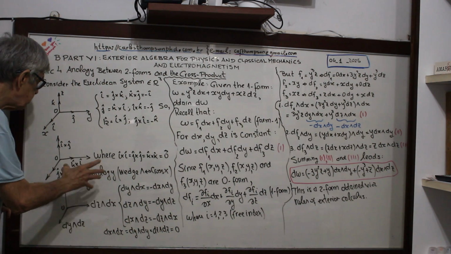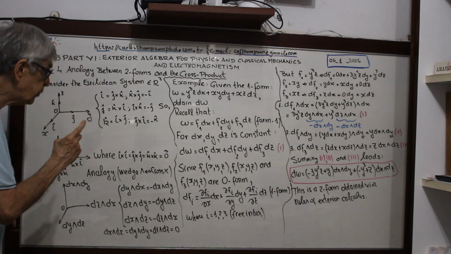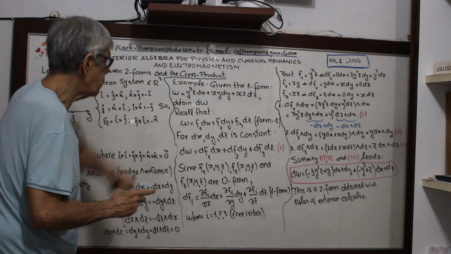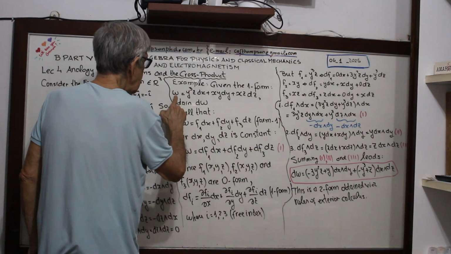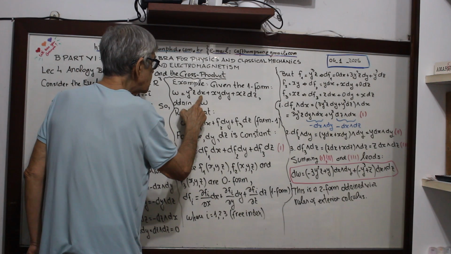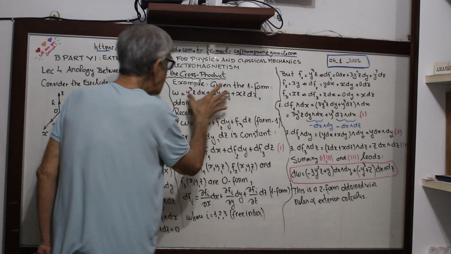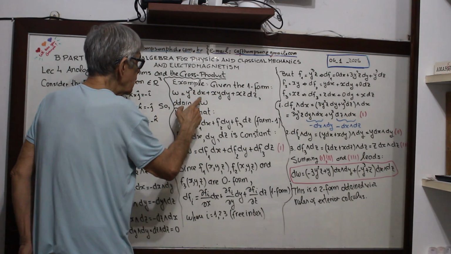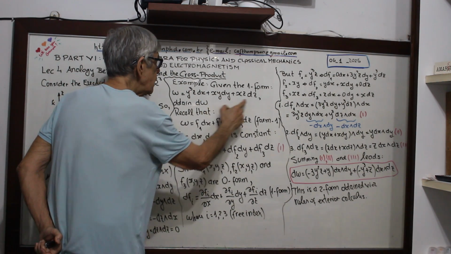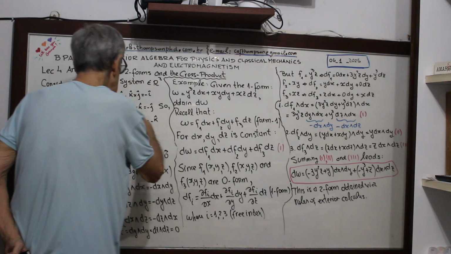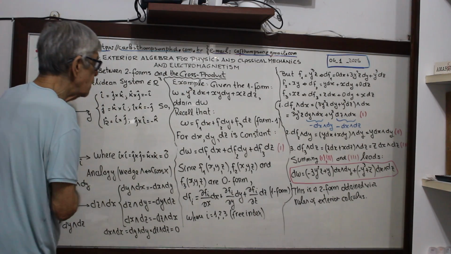Now, I will apply this analogy to solve an example. Given the one form omega equals y^3 z dx plus xy dy plus xz dz. Why is this a one form? Because the basis is dx, dy, and dz, like here the basis is i, j, and k. You see the analogy here.